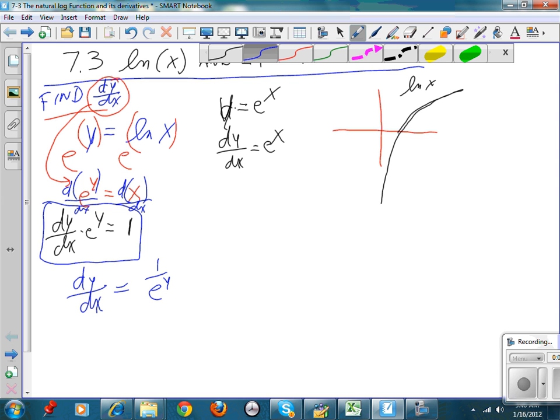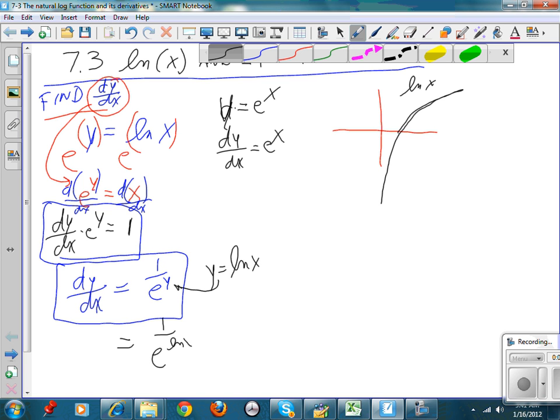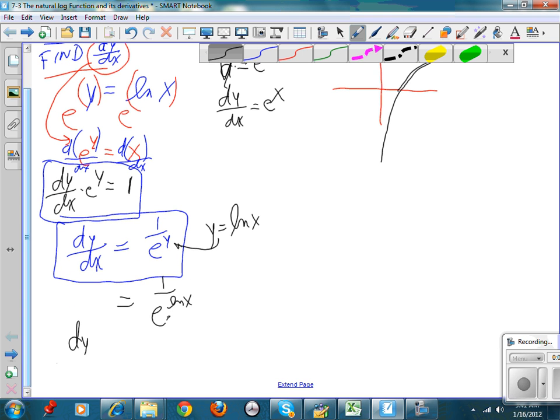Now, this is true, but it gives me dy/dx as a function of y. I'd really want dy/dx as a function of x. So what is y equal to? Remember, y is just equal to the natural log of x. So why don't we plug that in? That's 1 over e to the natural log of x. These are inverses of each other, so that's just equal to x. So what did I just find out? dy/dx is equal to 1 over x.